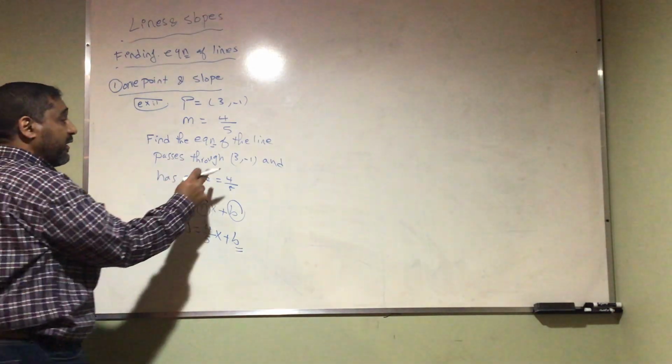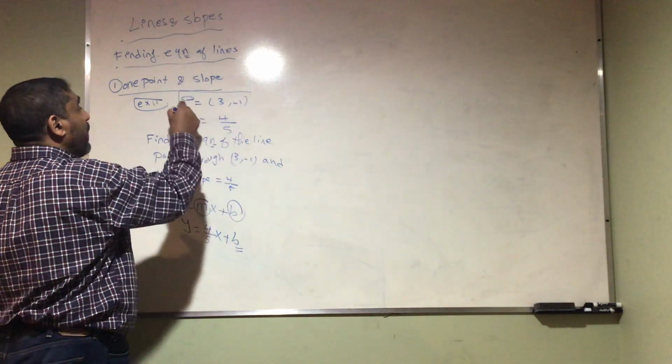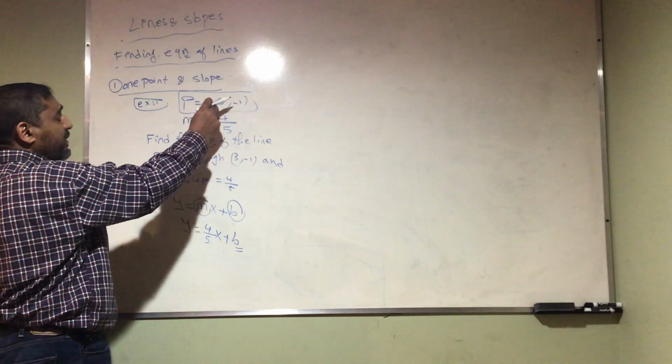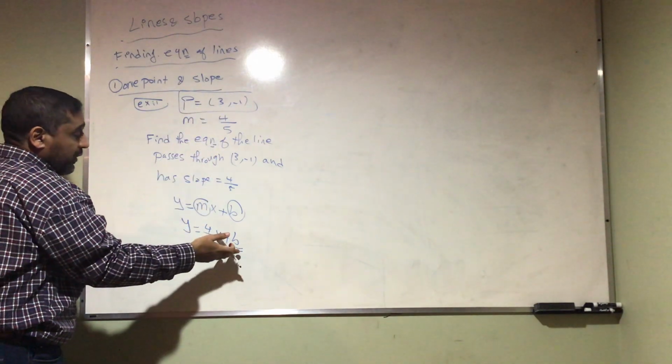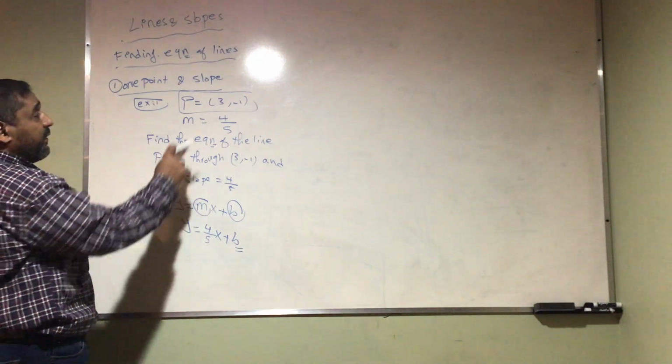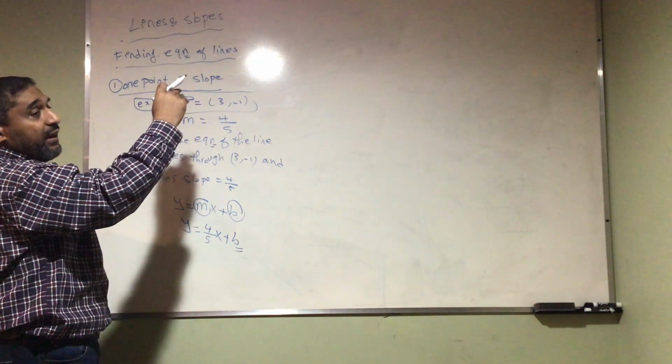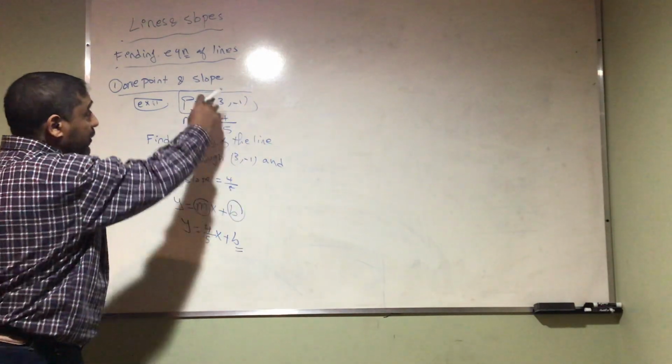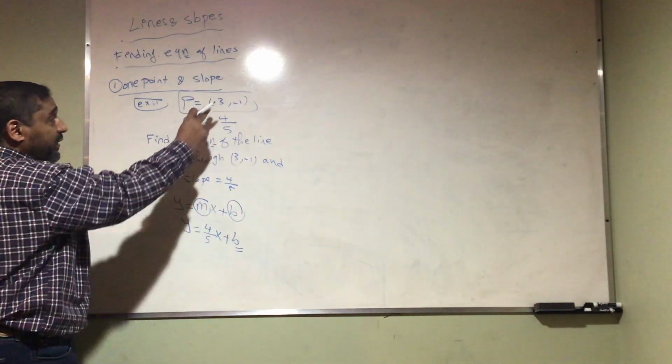So what is given here is given to you one point. I'm going to use this one point to satisfy the equation in order to get b, the y-intercept. How to do this one here, guys? This point is on the line, which means this point, that is your x.